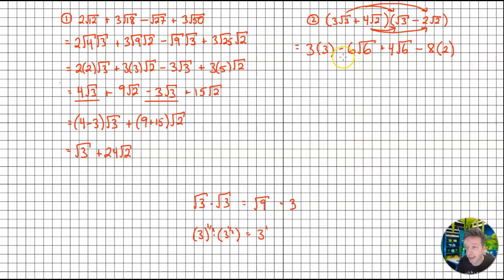Okay, so here we have some like terms. We have this one, which is 9, and this one, which is negative 16. So we can do 9 minus 16. And then we have these two here, which is negative 6 root 6 and 4 root 6. So once we've collected like terms, we can just simplify it. So 9 minus 16 is negative 7. And then negative 6 plus 4 is negative 2 root 6. That's all there is to it.